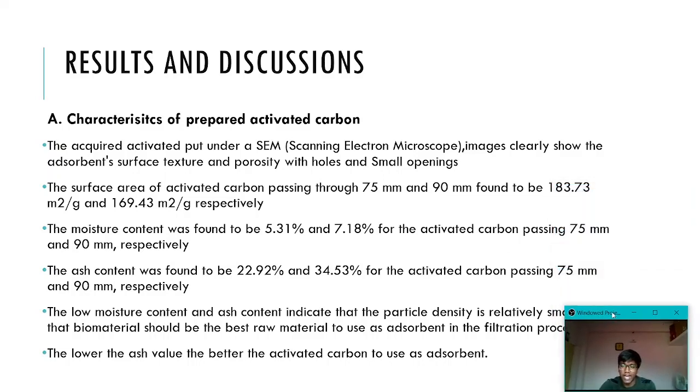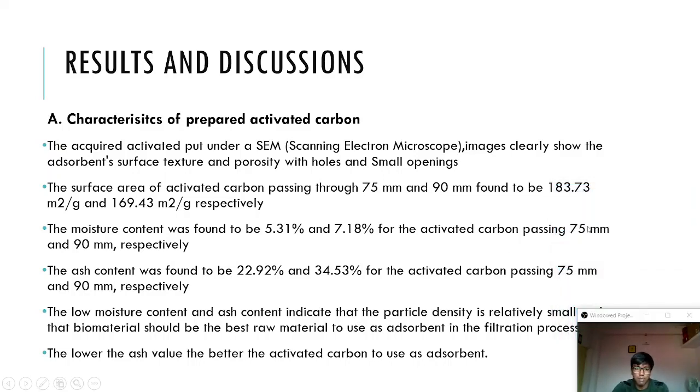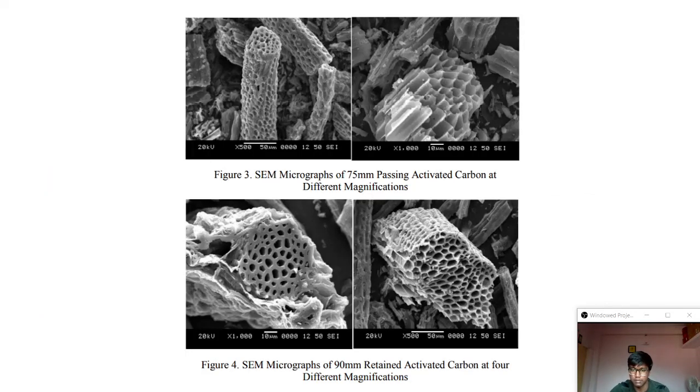The lower the ash value, the better the activated carbon to use as adsorbent. So the ash value is inversely proportional to how good the activated carbon is as an adsorbent. That is, the lower the ash value, the better the activated carbon is to use as an adsorbent.